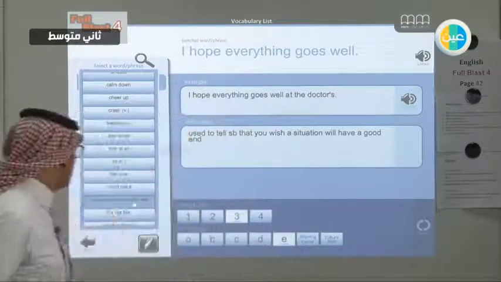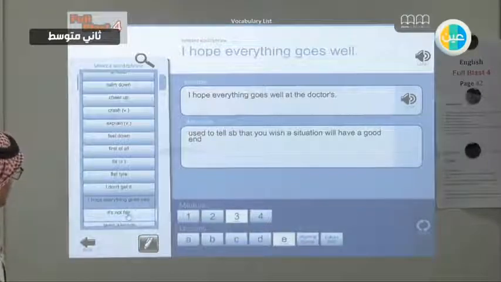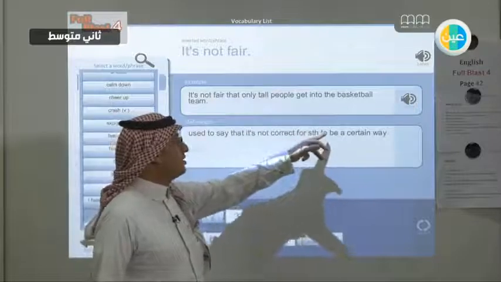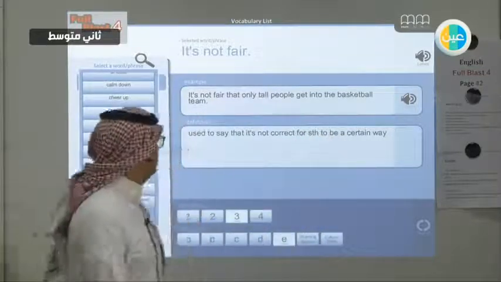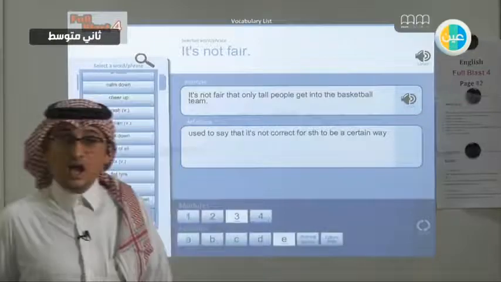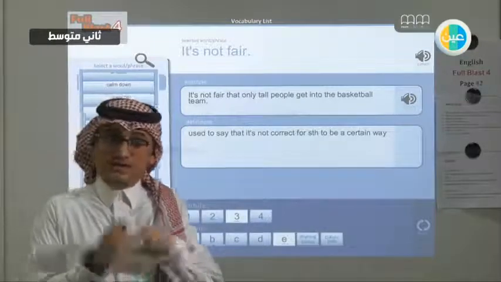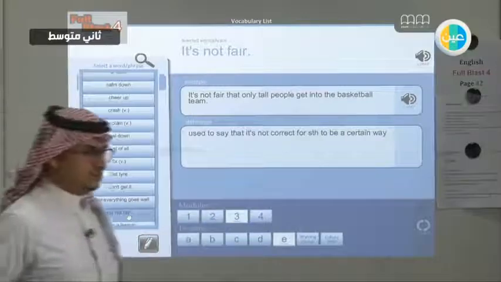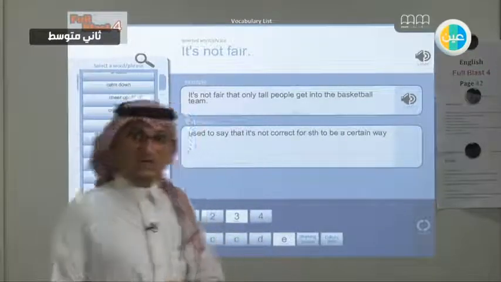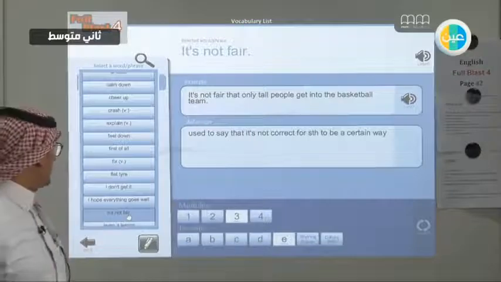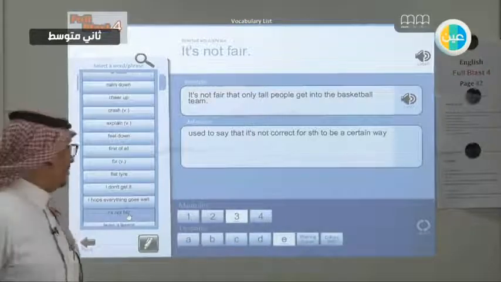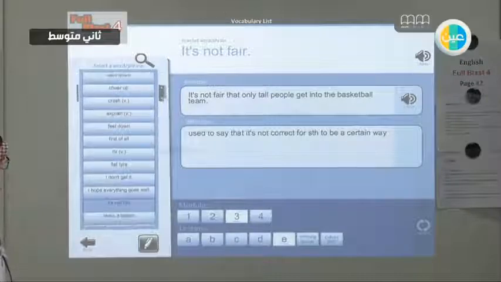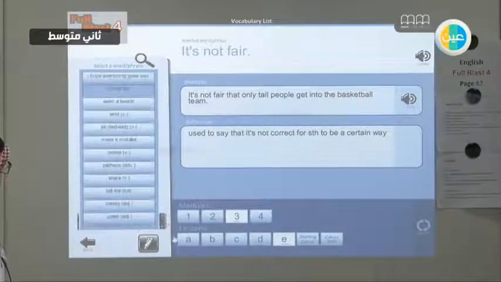Okay, what does he mean by not fair? Okay, yeah, used to say that it's not correct for something to be in a certain way. Okay, I have to share my room with my brother. Okay, so that's fair. Okay, fair يعني make something balanced. Okay, يعني يكون في عدل شوية. Okay, it's not fair. No, ما في عدل هنا في الموضوع. Okay, good. Now let's move to the other part of the words and phrases we have here.